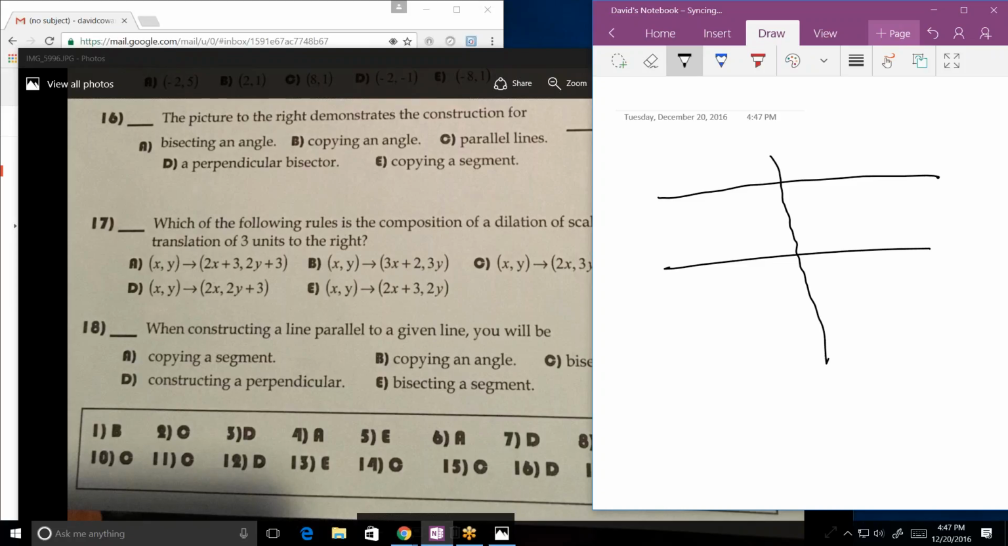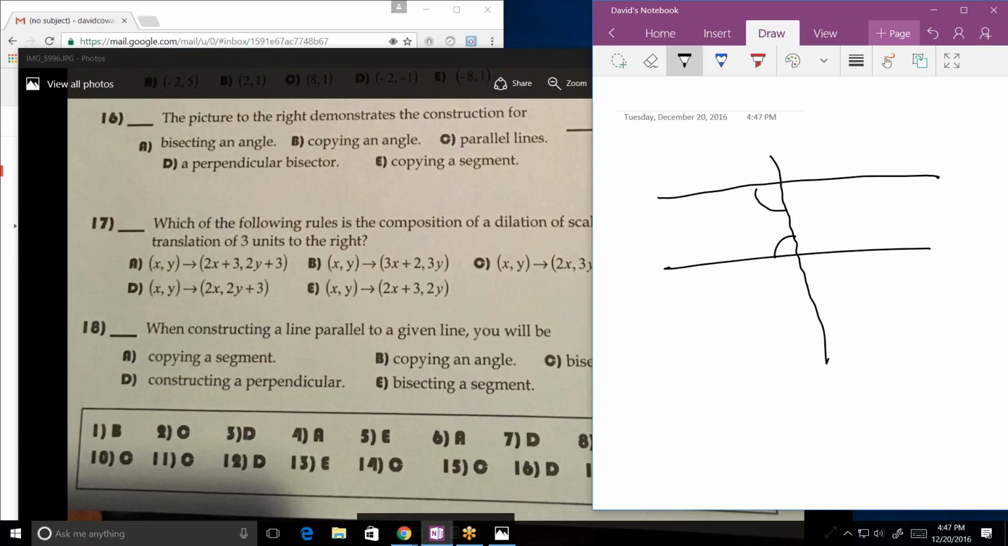Now, the question is, could we get it? We certainly couldn't do it by copying a segment. That's going to give us length only. I don't think we could do it by copying an angle. Well, copying an angle, first you'd have to construct a perpendicular. No, actually we didn't. What we did is we just made a transversal, or what was going to be a transversal. And then we copied the angle, found our point, and then just used that.